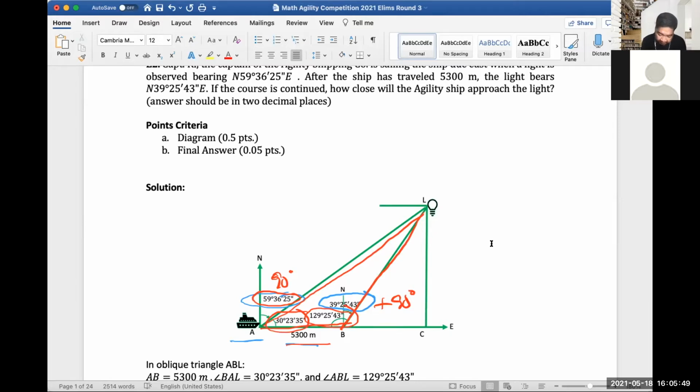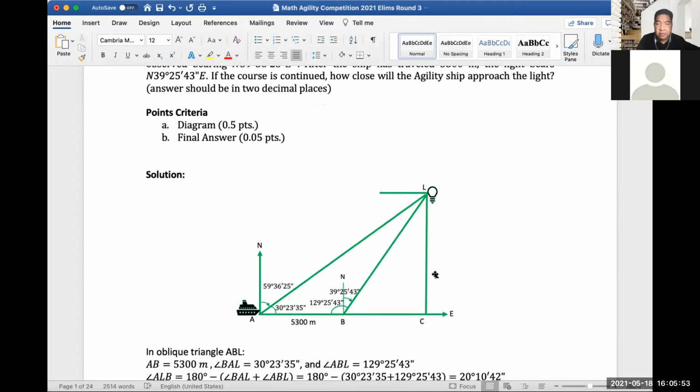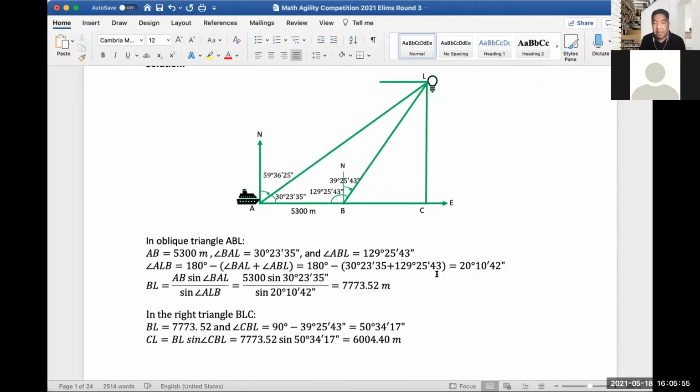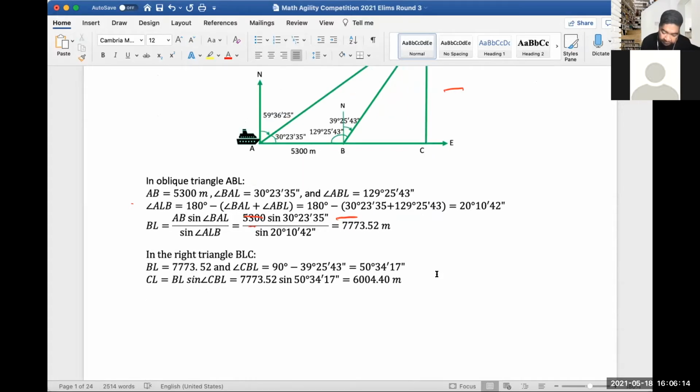Okay, so let me erase this. Let's clear it. So let's go to the solution. So it's an oblique triangle ABL. So this is A, B, and this is L, where the light source is located. So AB as given is 5,300 meters, right? Let me just move this a little bit.